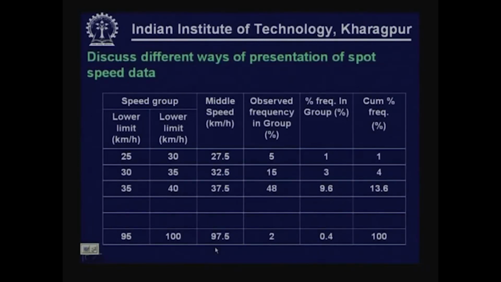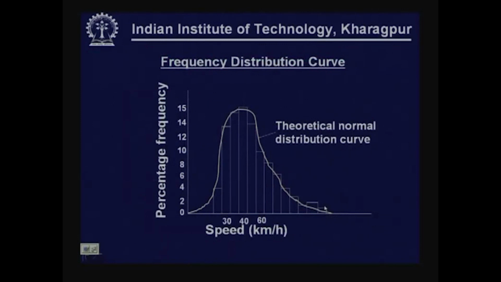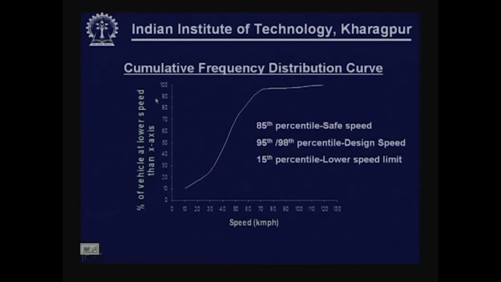Different ways of presentation of spot speed data. One is in tabular form, where you decide the lower limit and upper limit, and then the middle speed value, observed frequency, and then percentage frequency and cumulative frequency. This is the frequency distribution table. You represent it in terms of frequency distribution curves. You can also represent it using a cumulative frequency distribution curve.